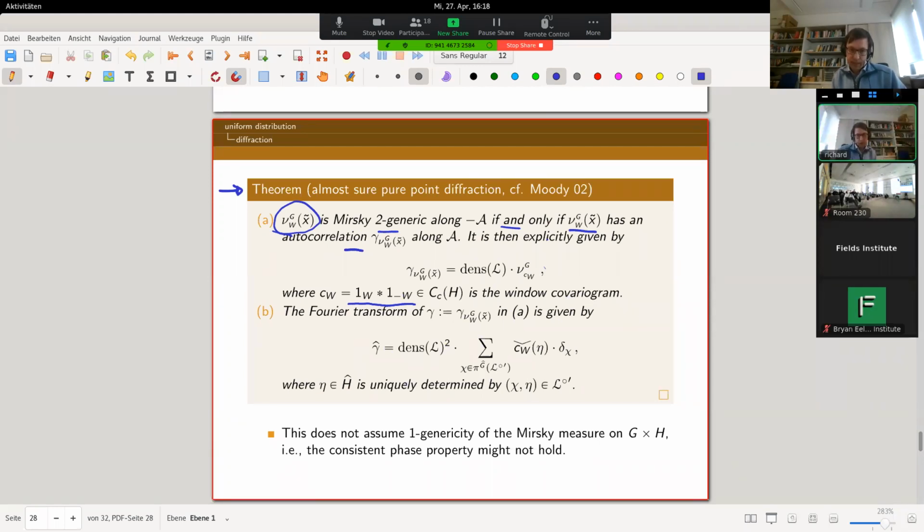So note here again, we do not assume one genericity of the Mirsky measure here. This is equivalent to two genericity. So this means that in principle, we cannot expect this consistent phase property to hold. Those are two different assumptions we have here, but of course, assuming we have this Mirsky genericity, everything works out nicely.